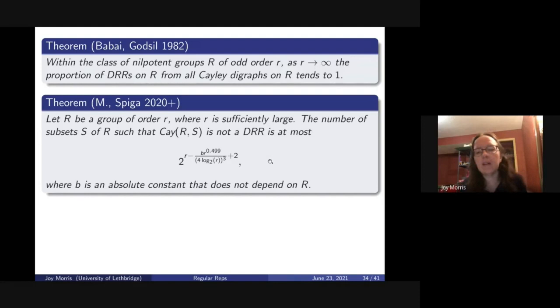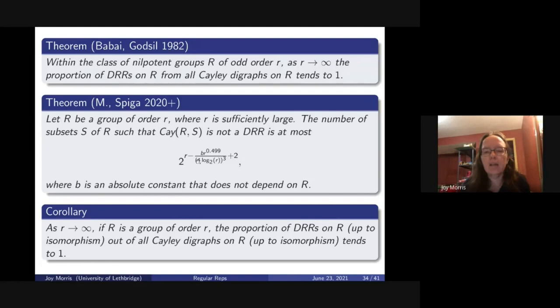And the point is that this is vanishingly small relative to 2 to the R. So we have an upper bound on the number that give us things that aren't DRRs, and therefore almost everything does give us a DRR. So as R tends to infinity, the proportion of DRRs out of all Cayley digraphs tends to 1. And this is true whether we look at labeled digraphs, or digraphs up to isomorphism.